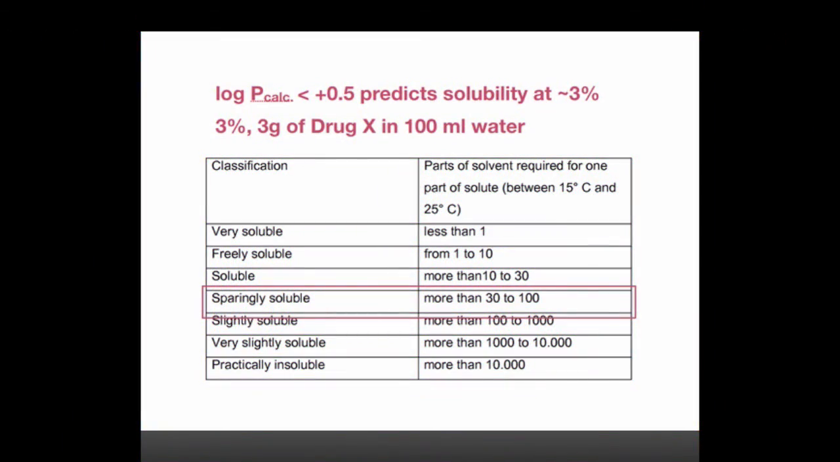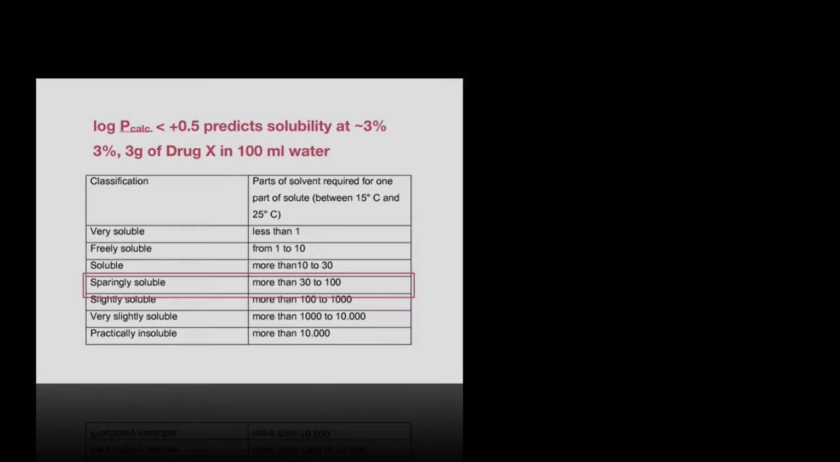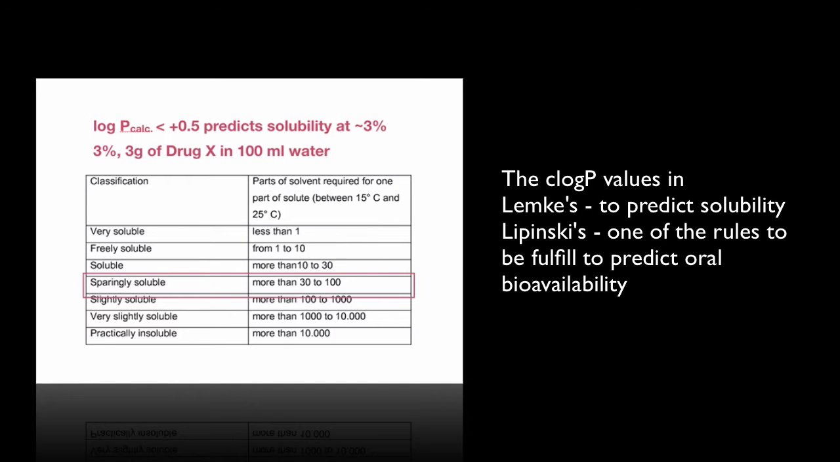There was a question regarding the ClogP in Lemke's that uses the pi values, and also Lipinski's. The question is, are they the same or are they different? My answer to you is that they are used for different things. In Lemke's, the use is to predict solubility. In Lipinski's, the use is to predict the drug or the compound oral viability. Two different things.